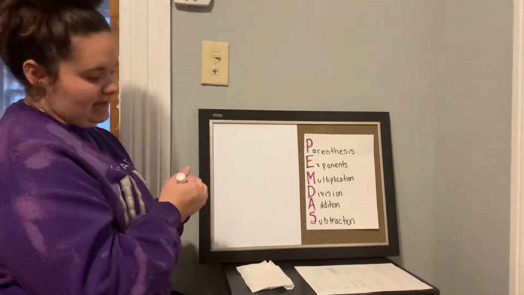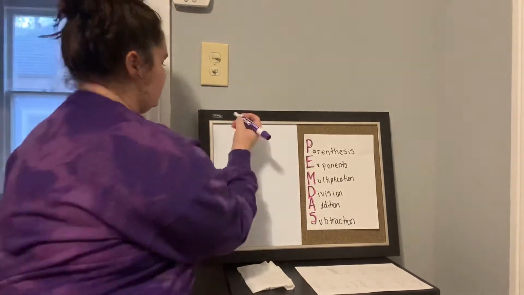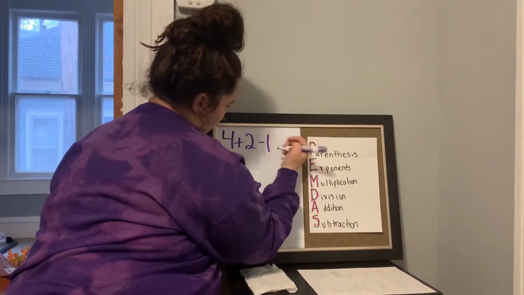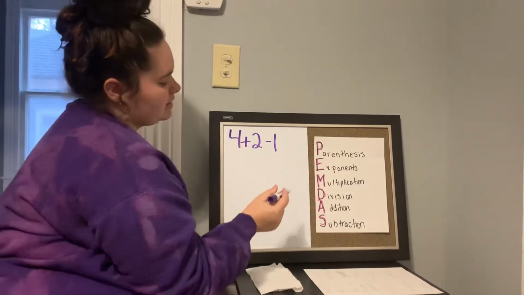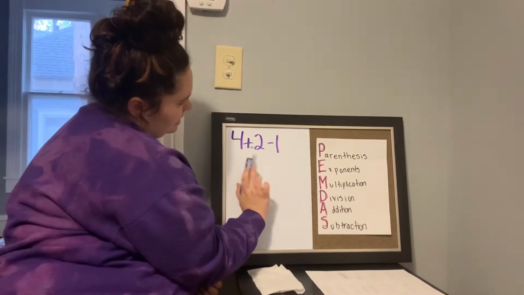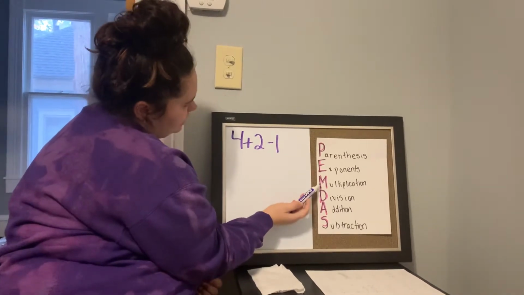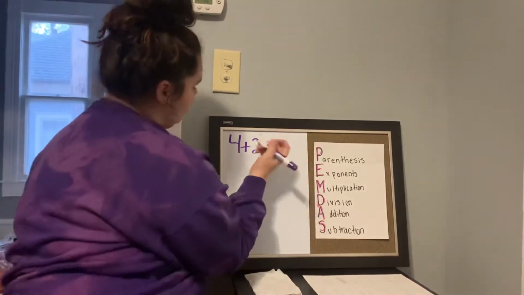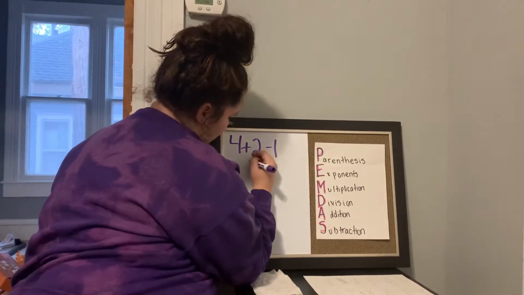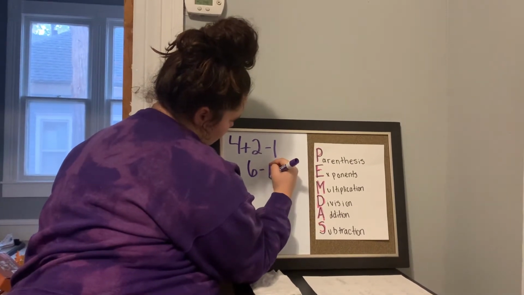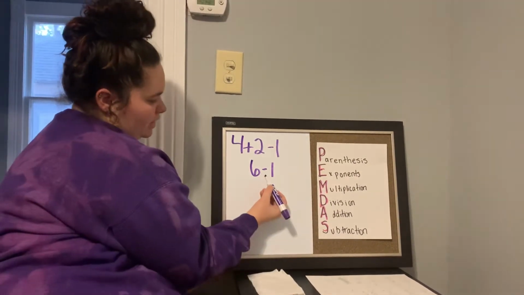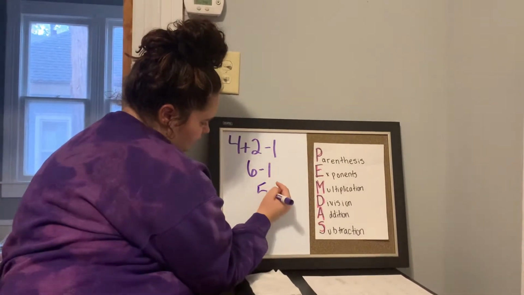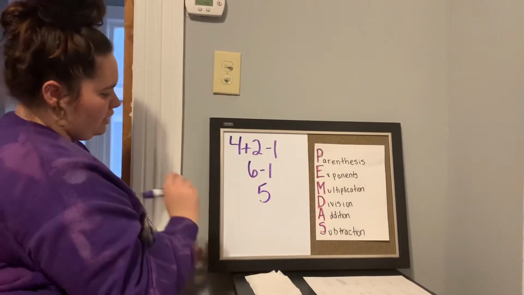So let's do some examples. First, we're going to do 4 plus 2 minus 1. Okay, so let's go down the list. We don't have any parentheses. We don't have any exponents, no multiplication, no division, but we do have some addition. So first, we have 4 plus 2, which is 6, minus 1. So we brought that down. And then we do subtraction because that's next. So we have 6 minus 1 equals 5. So that's a pretty simple one.